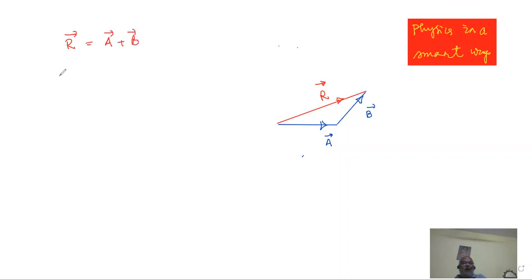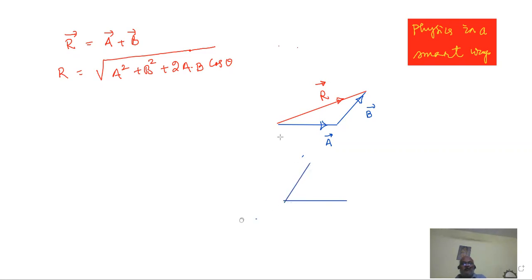To find out the value of R, we already got the parallelogram rule, that is A magnitude square plus B magnitude square plus twice A magnitude into B magnitude into cos of the angle between them. Okay, we have to have another diagram that is separate, where we show A vector, we show B vector, and the angle is most clear cut.